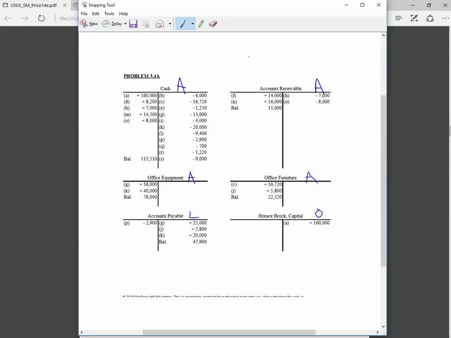Another thing you can do is highlight or remind yourself what side the balance goes on. So the balance of an asset is on the debit side. Debit side. Debit side. Debit side. The balance of accounts payable is on the credit side. And the balance of capital is on the credit side. Okay.